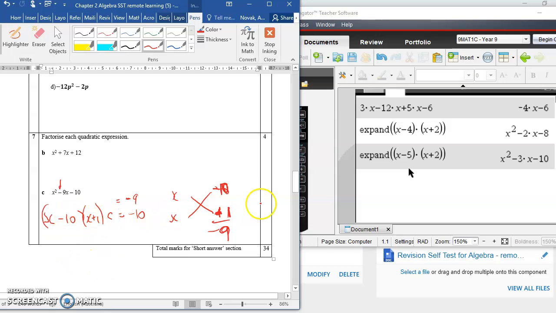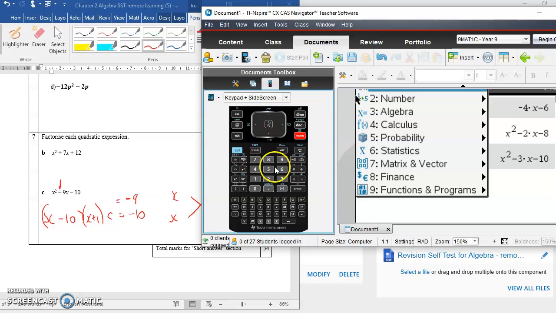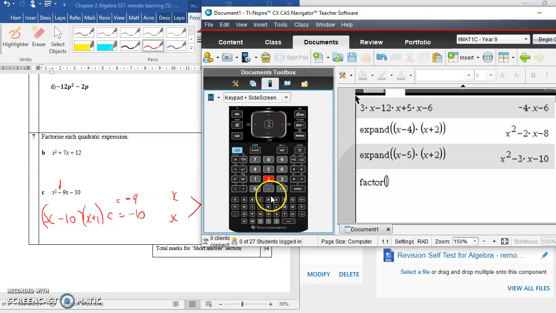Then you check it. That's menu on your calculator. Menu 3, 2. Choose the numbers 3, 2. It's much quicker than using your cursor. This time we don't have brackets, so that's all right. We just put in whatever's there, which is x squared minus 9 times x minus 10. Press enter, and there's our answer.